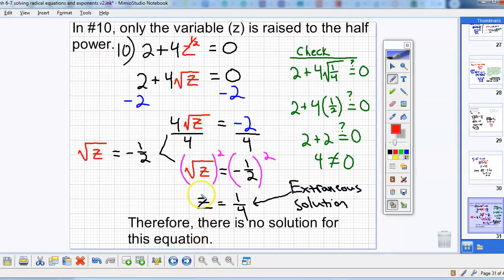You didn't have to do 9, but with number 10, students get confused on this one because they think the 4 is raised to the 1/2 power. No, it's only the z. Only the z is raised to the 1/2 power there. So subtract 2 from each side, divide by 4 on each side, and then this should sound alarm bells in your head. The square root of a number is equal to a negative? Not so fast. I think we're going to get an extraneous solution here, and we do. Our final answer would be no solution.